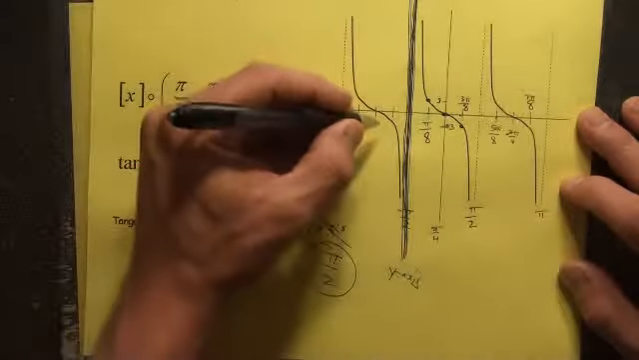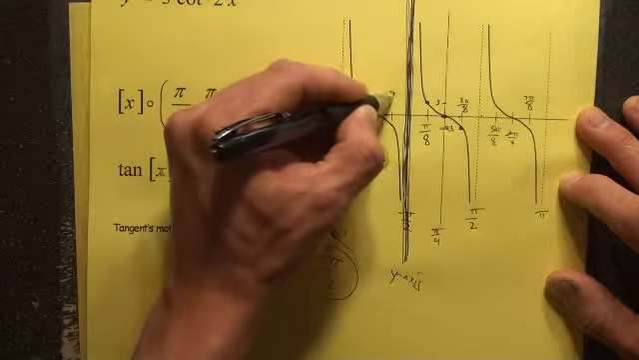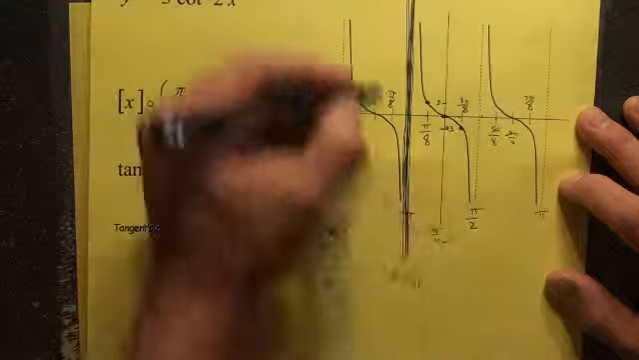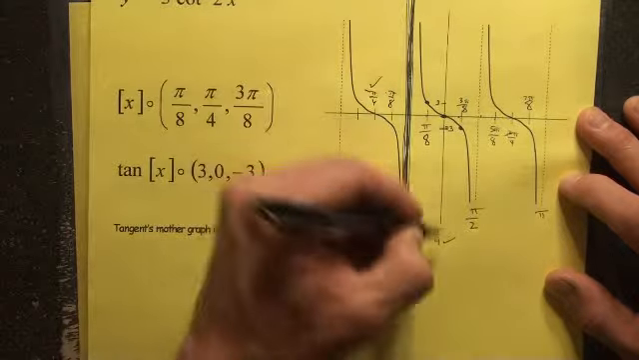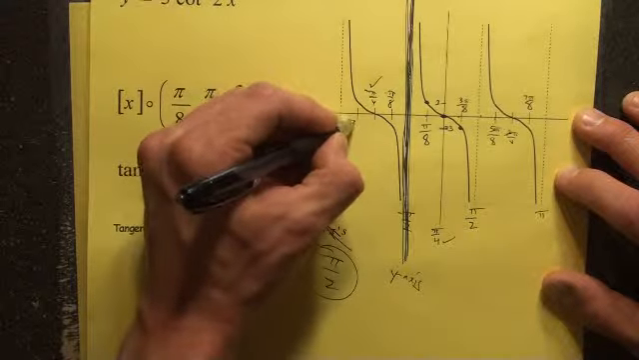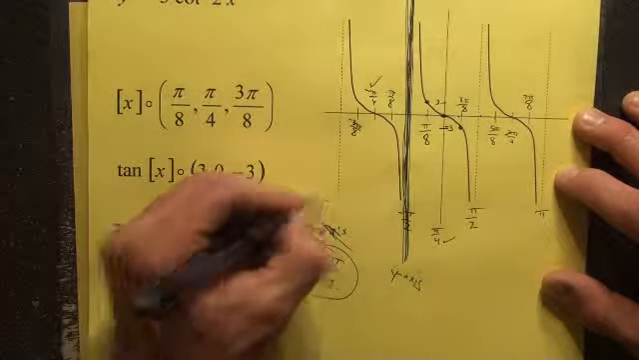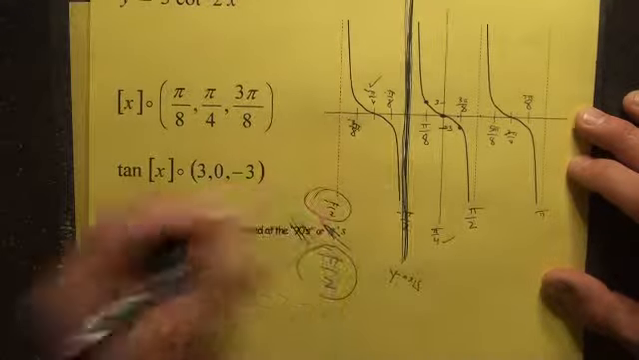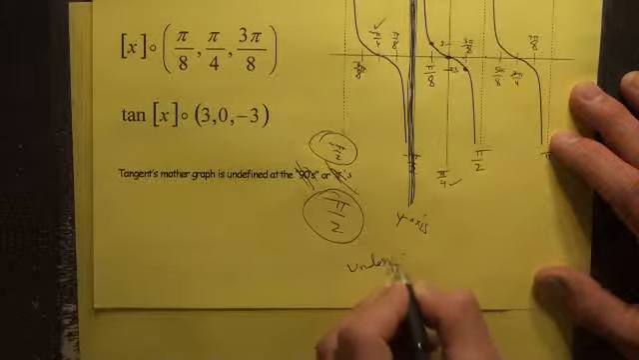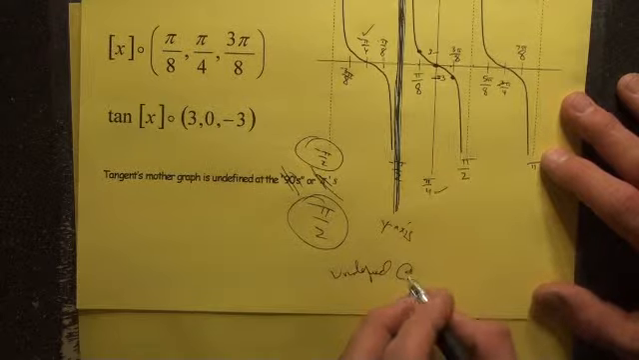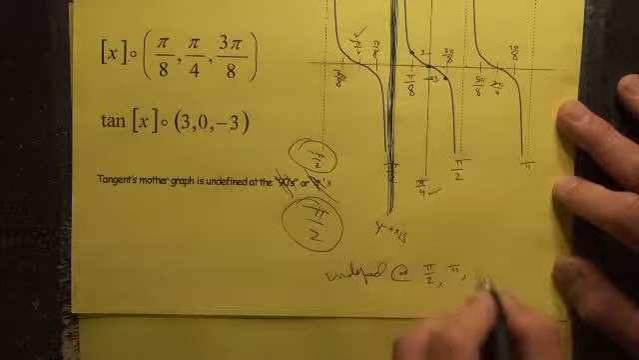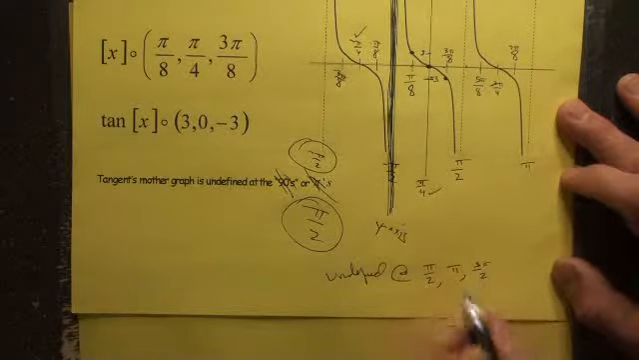Okay, good. Then back this way, we'd have negative pi over 8, negative 2 pi over 8, which is negative pi over 4. Hence the zeros are in the same spot, right? Then negative 3 pi over 8, and negative 4 pi over 8, which is negative pi over 2. So where would our undefineds be? Undefined at pi over 2, pi, 3 pi over 2, right?